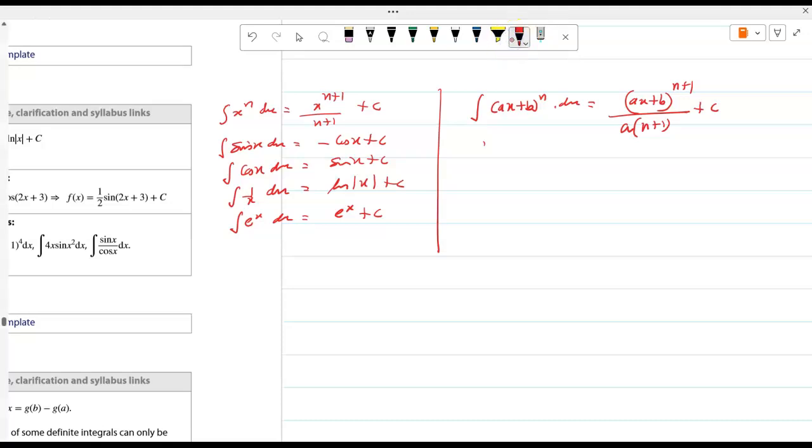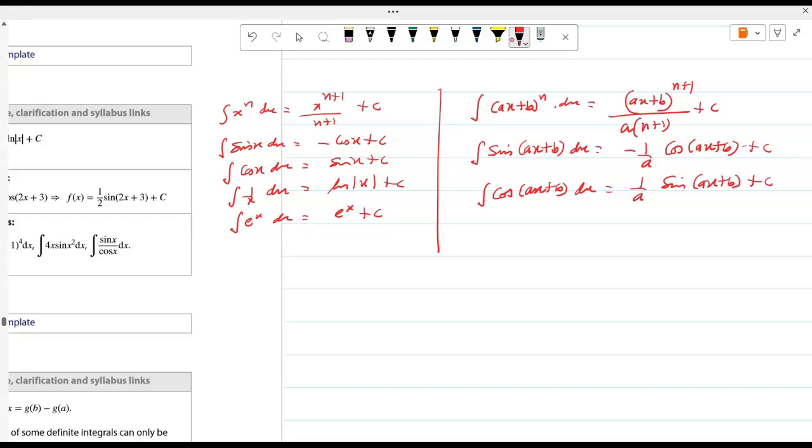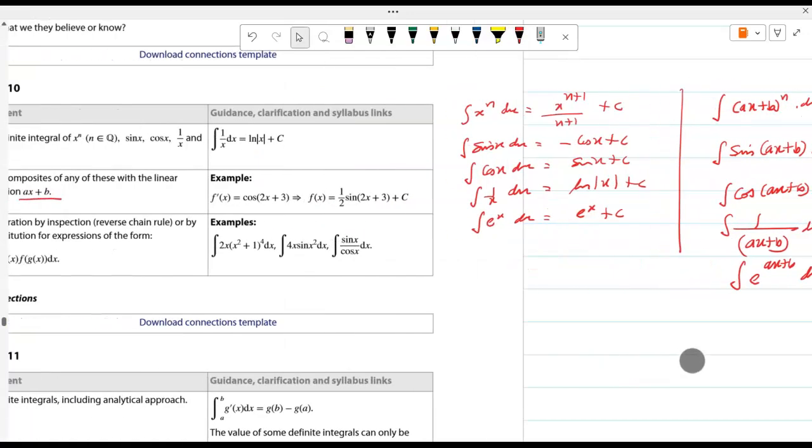Similarly, the integral of sin(ax plus b) will be minus 1 upon a times cos(ax plus b) plus c. The integral of cos(ax plus b) will be 1 upon a times sin(ax plus b) plus c. So always divide by the coefficient of x. Don't forget. The integral of 1 upon (ax plus b) will be 1 upon a ln(ax plus b) plus c. The integral of e raised to (ax plus b) is 1 upon a times e raised to (ax plus b) plus c. So that's this part.